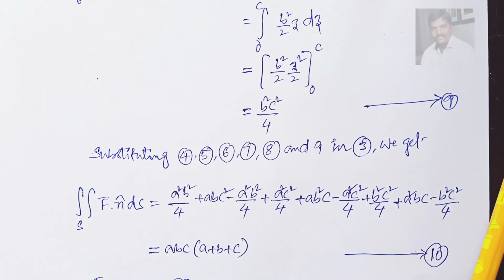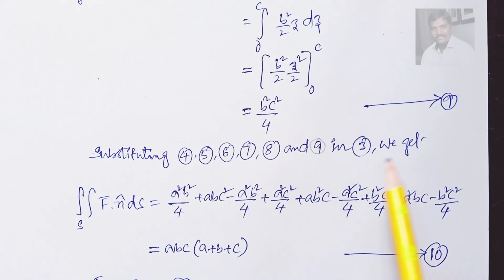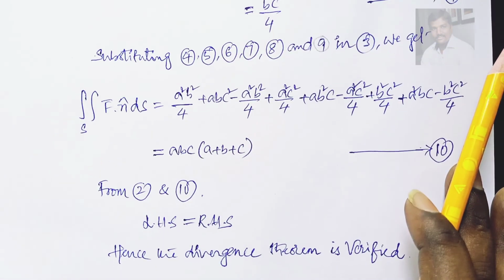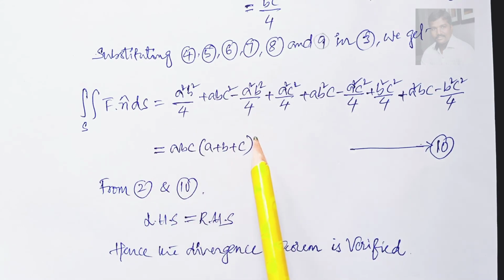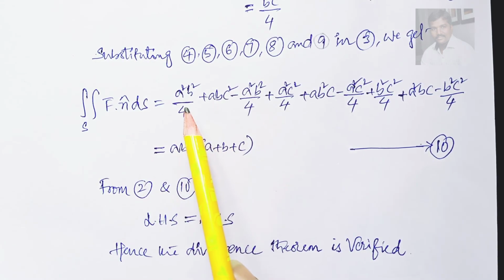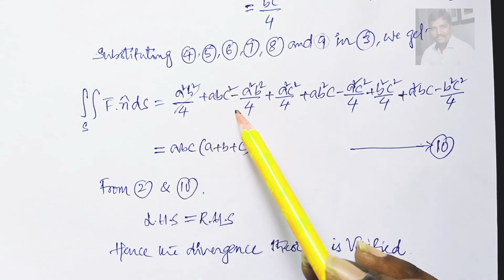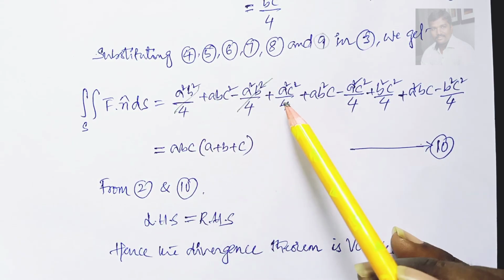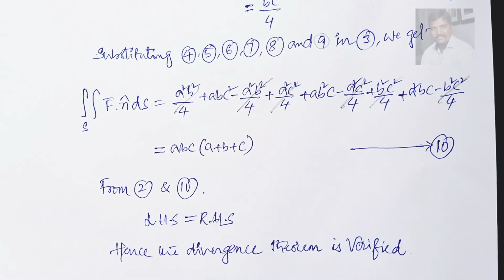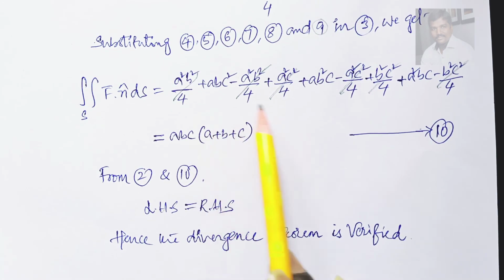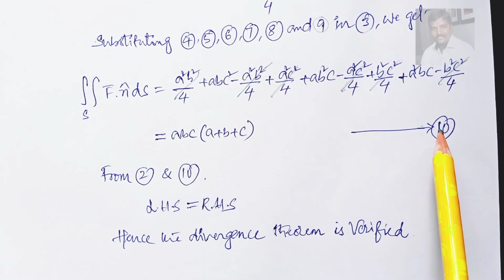Substituting 4, 5, 6, 7, 8, 9 in 3, we get the double integral over S of F bar dot n cap dS is equal to, you will get this a square b square by 4. Here you can cancel this, and here these all get cancelled, and from the remaining we can take abc common. So there, abc into a plus b plus c. That is equation number 10.